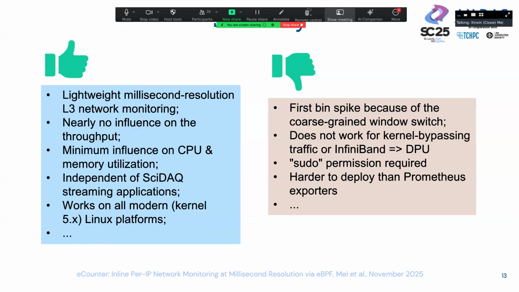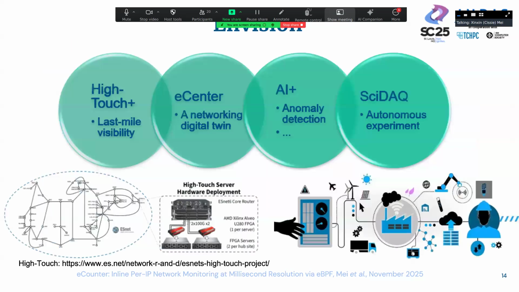So let's look at the future. When I wrote this paper, I read a few papers about high-touch telemetry and how you use P4 to get per-packet visibility, but that's basically on L2 and L3 switches and routers. So maybe this eCounter can be a counterpart of the high-touch service that gives you host-side per-packet visibility.